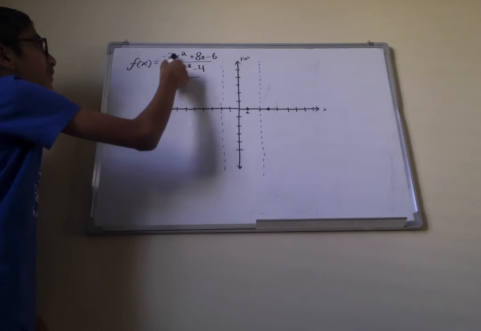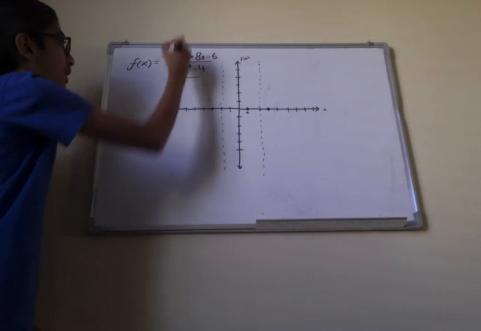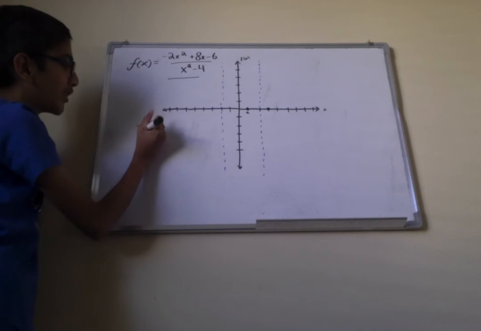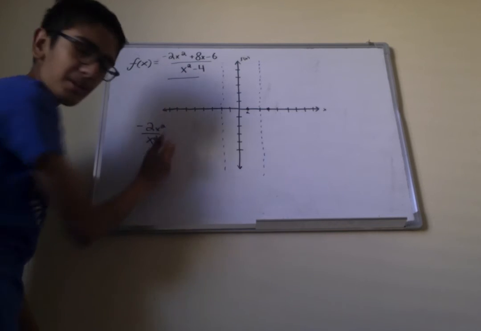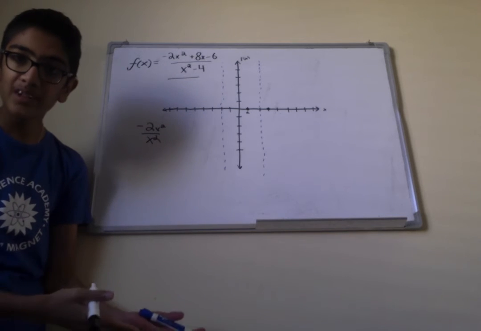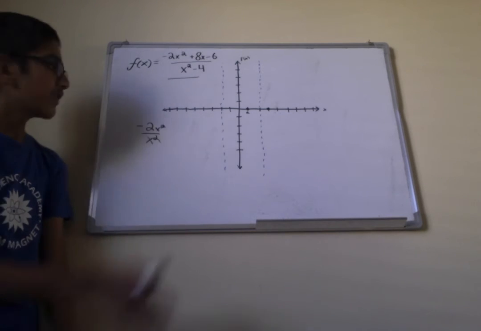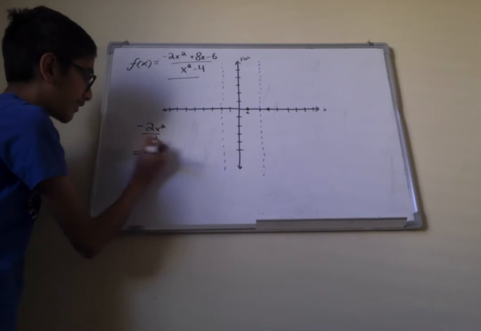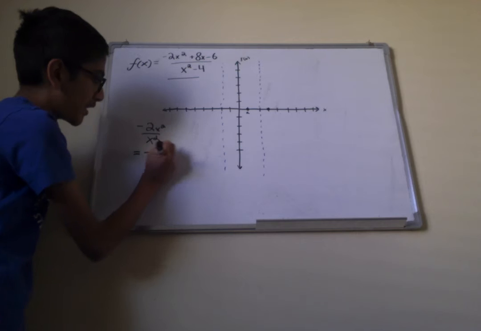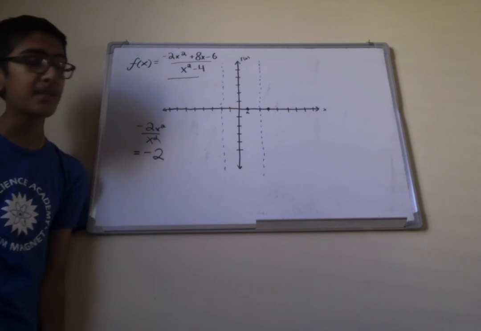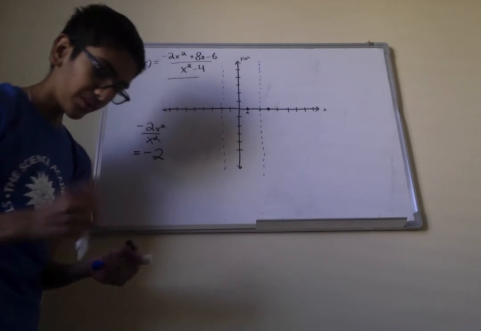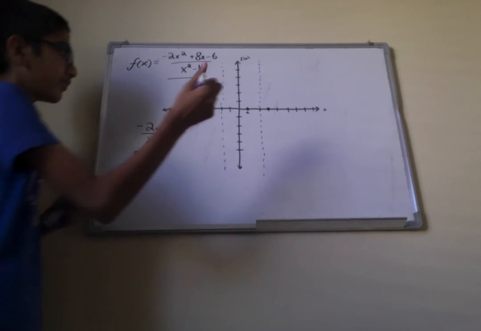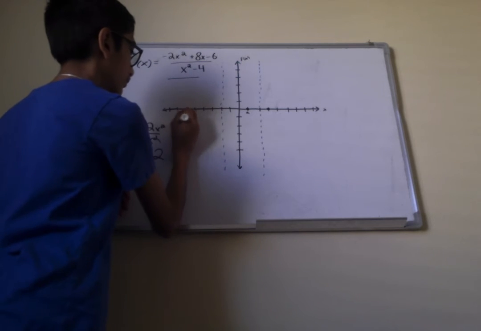So the biggest power on the numerator is minus 2x squared. And the biggest power on the denominator is x squared. We care about both because if we care about one, then we just have a quadratic at this point. So we have to care about both the numerator and the denominator. So then when we solve it, we get minus 2. So that is our horizontal asymptote, minus 2. So let's draw the horizontal asymptote with purple. It's minus 2.